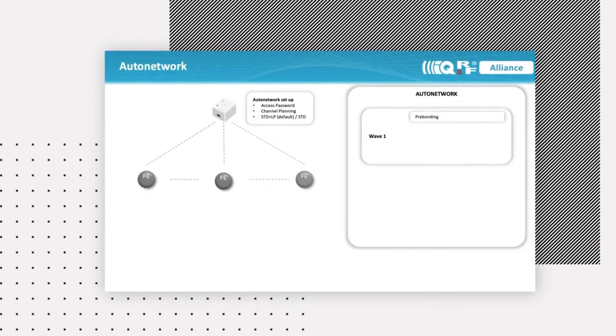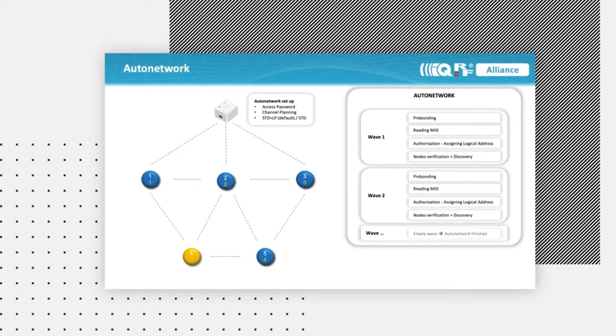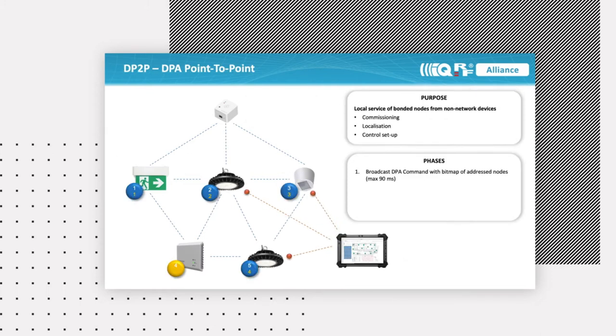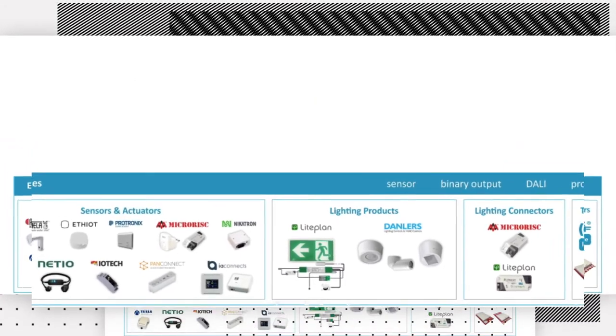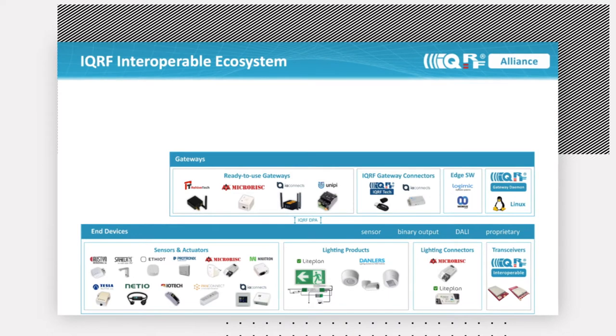We commonly use IQRF, which is a sub-gigahertz wireless mesh technology used for end devices sensing or control. Just in that description you can tell it's very versatile because it's built from the ground up to be used in industry.